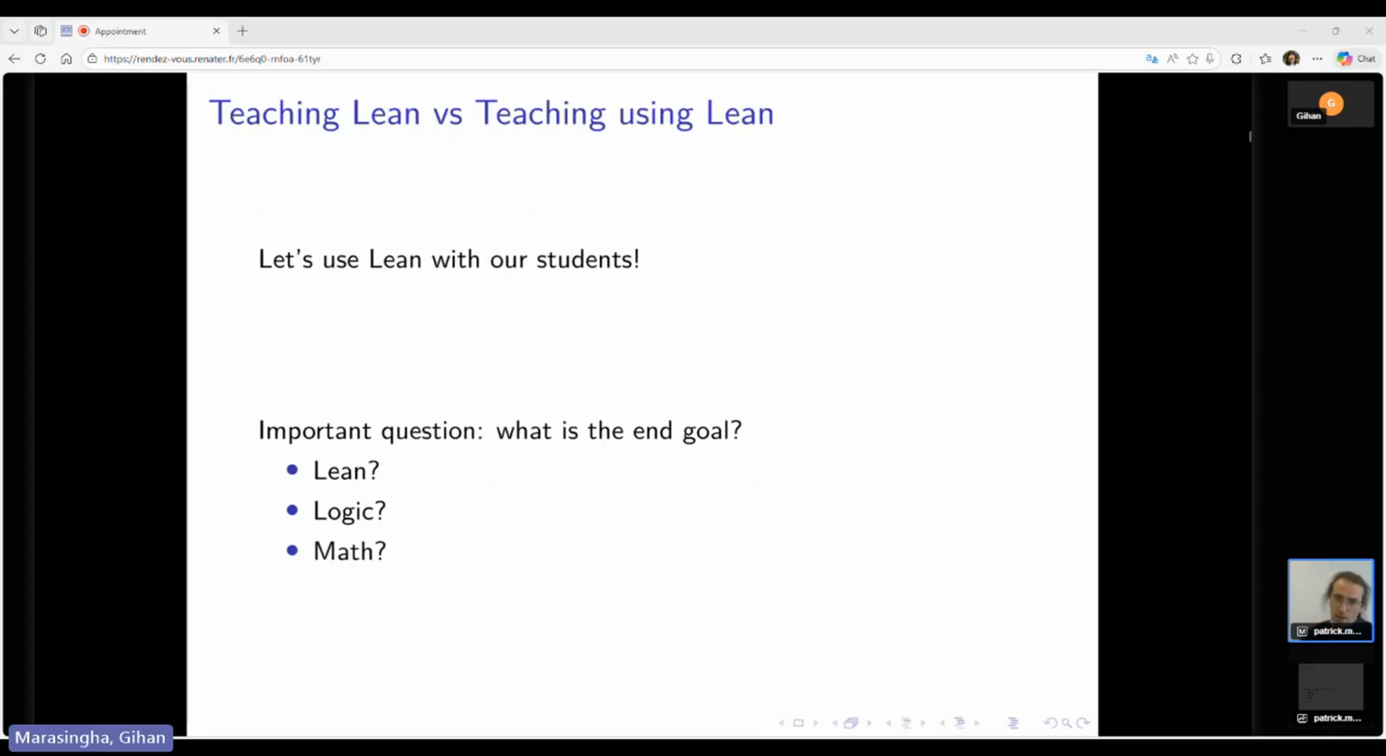So what is this work about? It's about teaching using Lean, but when you want to teach using Lean, there is a very important question, which is, what is the end goal? Do you want to teach Lean, or do you want to teach logic, or do you want to teach mathematics? All those goals are great goals, and it's of course very interesting to learn about Lean, and about logic, and about mathematics. But what I'm talking about is all about teaching mathematics using Lean, not teaching Lean or logic or type theory or anything like this.